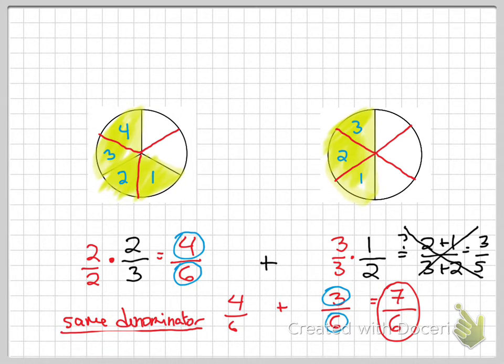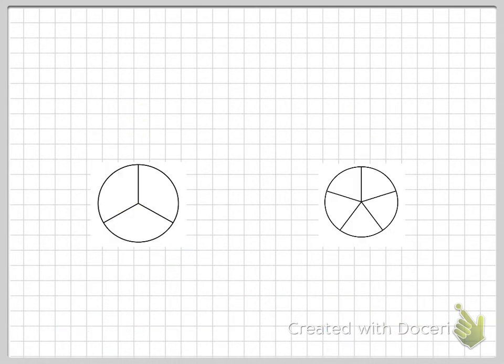Okay, let's do another example. Here we have something that's divided into thirds. So my denominator is going to be 3. And then I have another pie that's been divided into 5 equal slices. Okay? So let's say, once again, I have 2 of these slices that have been picked out. So that's going to be 2. And then let's say over here I only have 1. So we'll have 1/5. Okay.